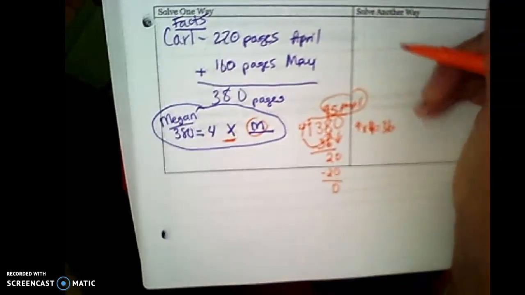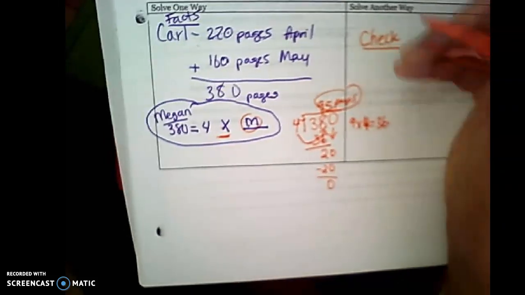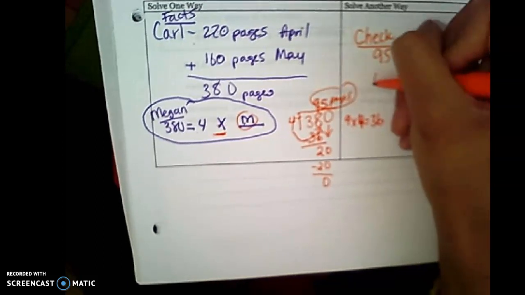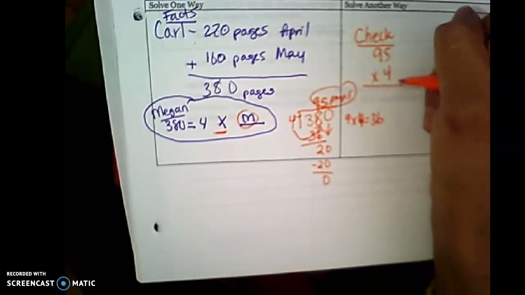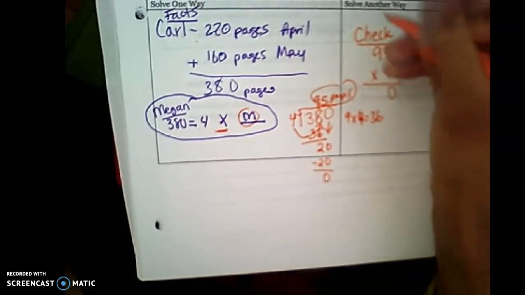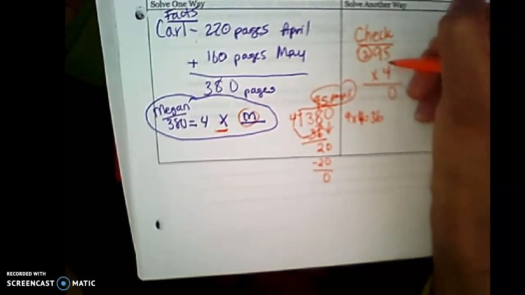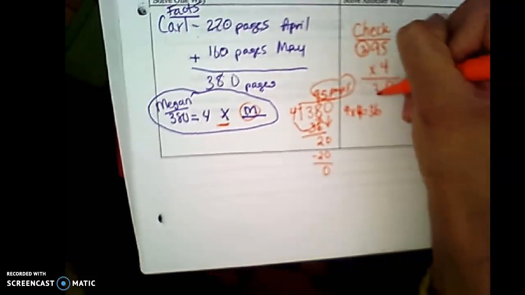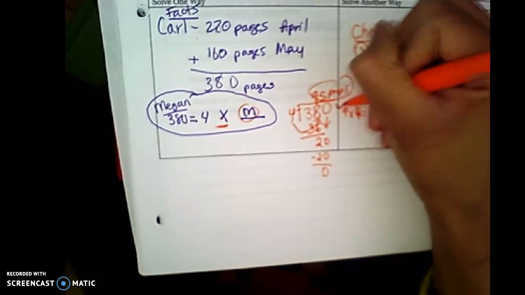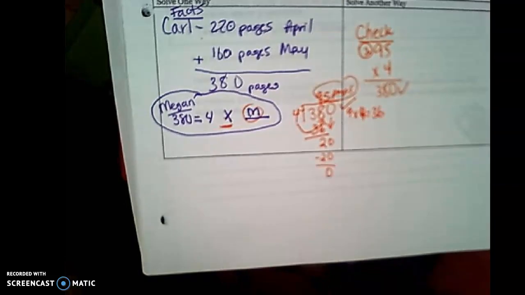But we're going to do a check. So let's go ahead and do a check over on this side. 95 times 4. 5 times 4, 20. Regroup the 2, because that's really tens. 4 times 9, we did it down here, is 36. Plus 2 is 38. And yes, that matches the number we started with. So it means that our answer of 95 pages is correct.